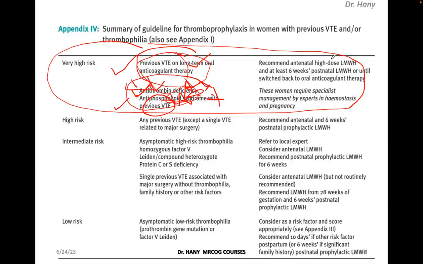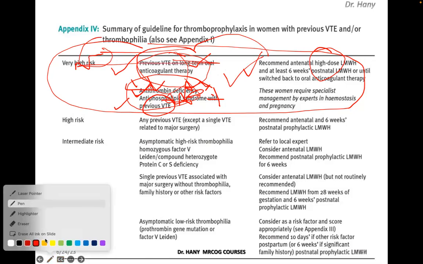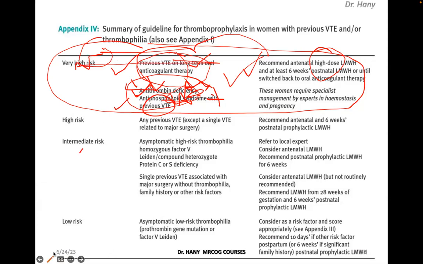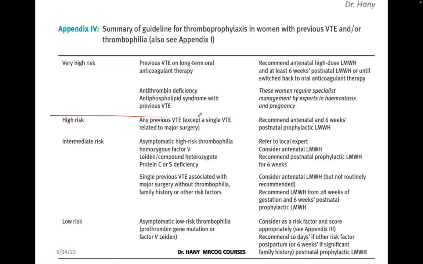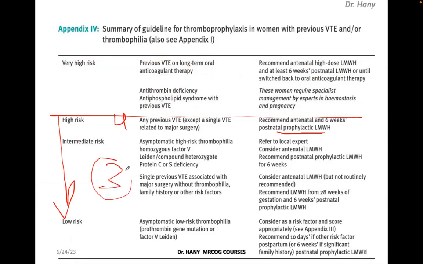Here I will escalate to a high dose, 50, 75, or total treatment dose, from antenatal until 6 weeks postnatal. Here I need bridging: shifting from warfarin to low molecular weight heparin, then warfarin after delivery. Or if the patient has a prosthetic valve, I can continue warfarin during pregnancy. The high risk from here downwards, this is the chart. You see here: prophylactic, score 4, score 3.